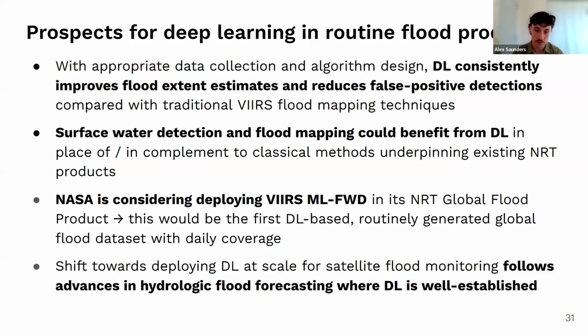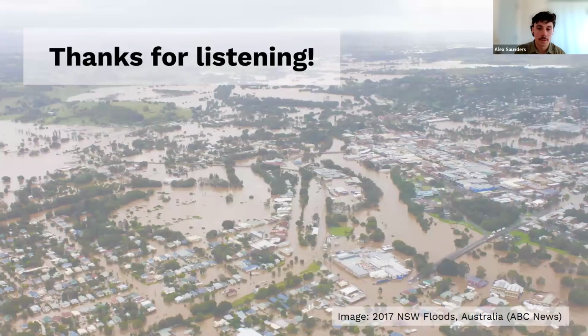And so we're actively working with NASA at the moment to see whether there are resources to deploy this as part of its near real-time global flood product. And if so, I think that would make this the first deep learning based, routinely generated global flood data set with daily coverage. And I think this shift is an interesting one and echoes a little bit what has been seen in the hydrologic flood forecasting space, where things like long short-term memory networks and transformer networks have become pretty well established as leading approaches used in operational flood systems.